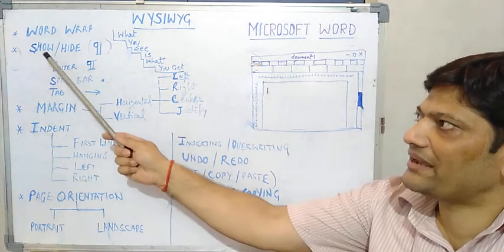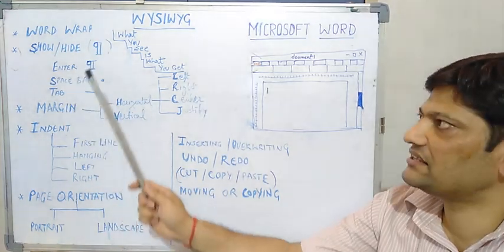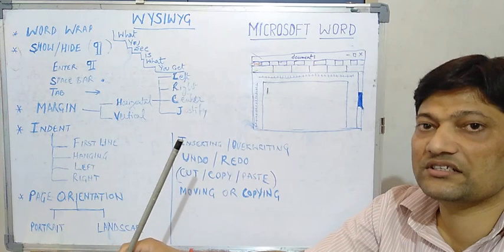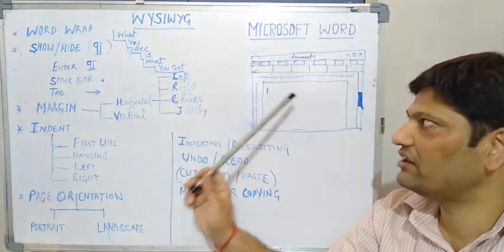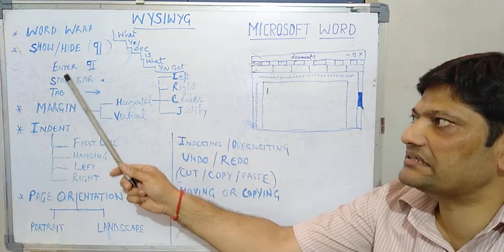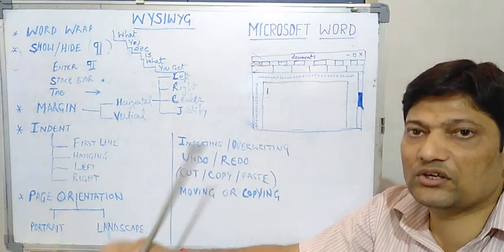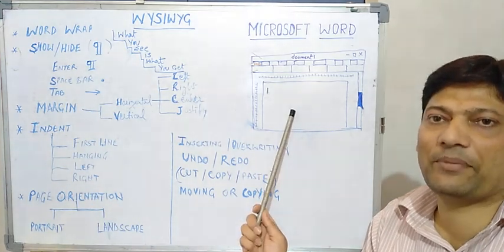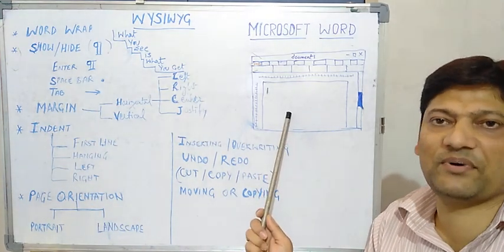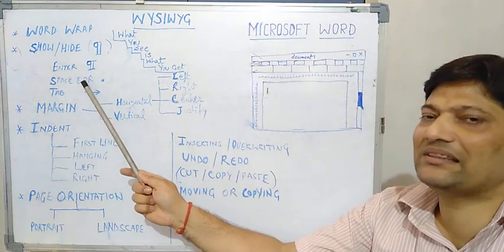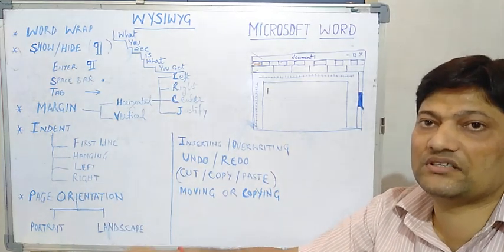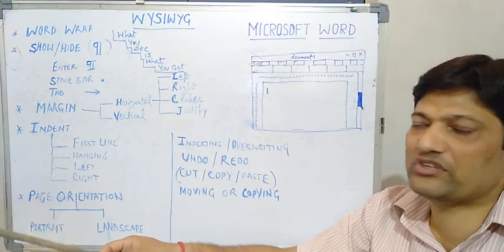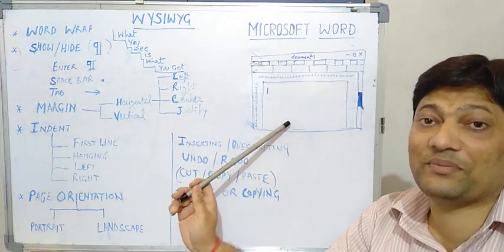Now come to the show and hide button. You can see there is one symbol over here. This is a symbol which stands for show and hide. Whenever we are using certain keys like enter, spacebar and tab, no visual thing appears on the document. Some action is performed, but nothing visual appears. But internally there are certain symbols in our document which cannot be seen by us.